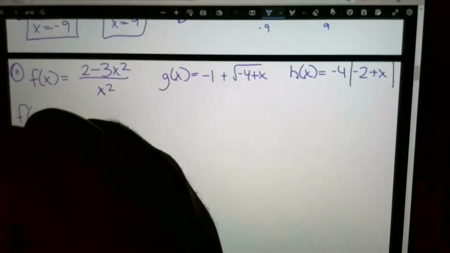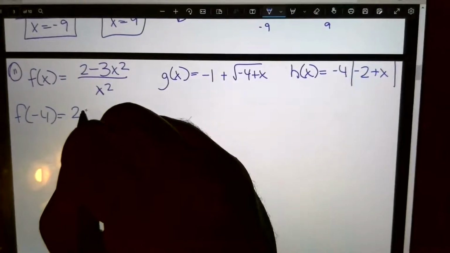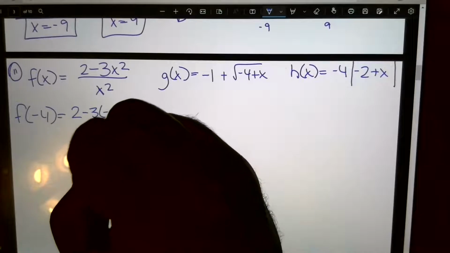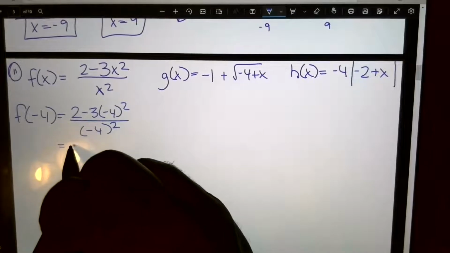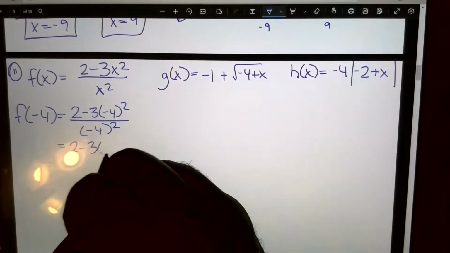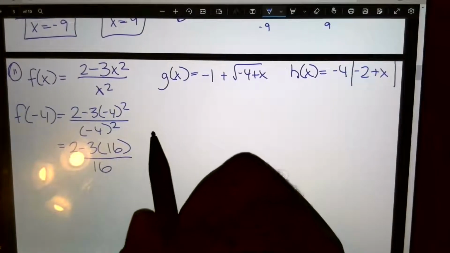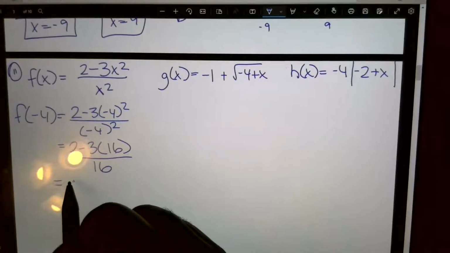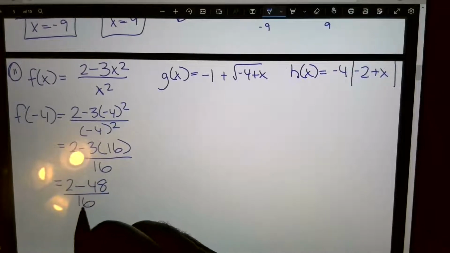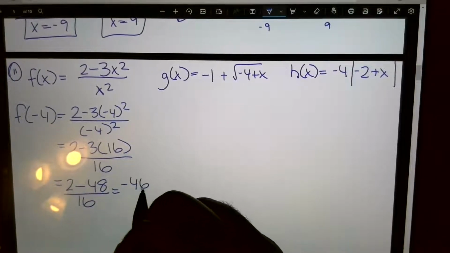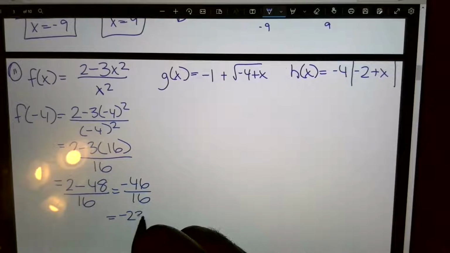All right, so they want to know f of negative 4, which is 2 minus 3 times negative 4 squared over negative 4 squared. Negative 4 squared is 16. Again, it's 16. 2 minus 3 times 16 is negative 46 over 16. Divide both of these by 2, and I get negative 23 over 8.